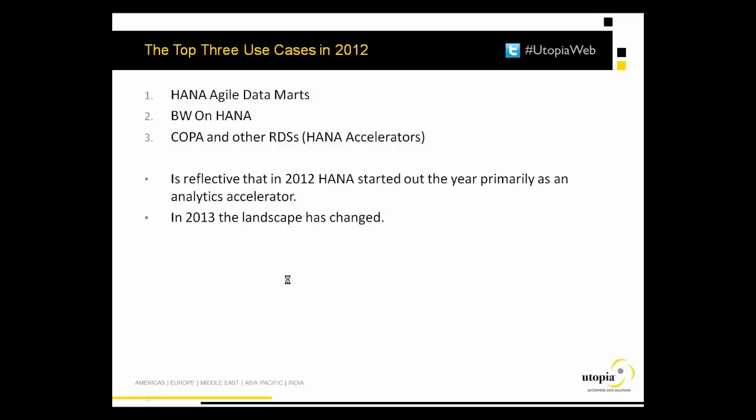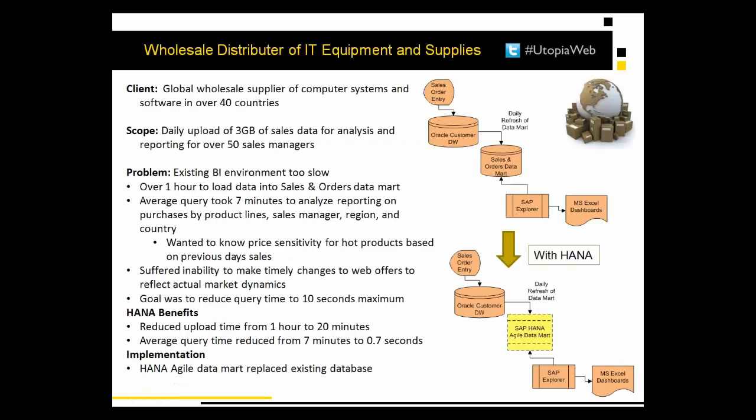But with 2013, the landscape has changed, and we'll get into that in a moment, of how we see that environment for 2013 evolving. But let's work our way through the three use cases that were predominant in 2012. And the first use case is the SAP HANA Agile Data Mart. And I'll use this wholesale distributor of IT equipment and supplies as the case study here.